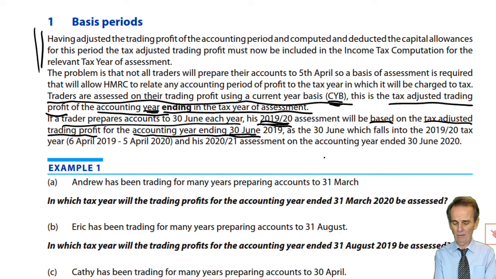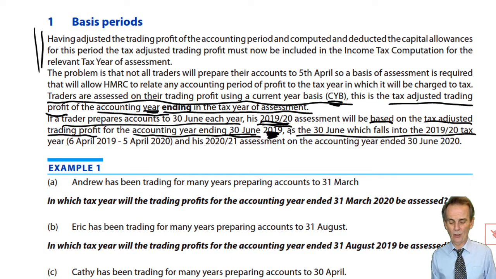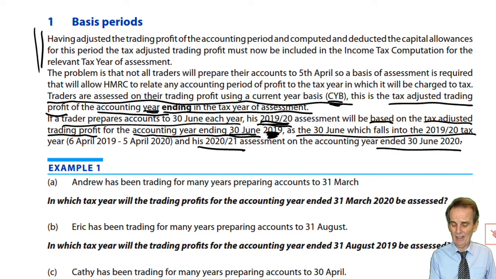Well, that should be very obvious. 30th of June falls in the 1920 tax year. That is the year ended 30th of June 19. The 30th of June 19 is the 30th of June falling in the 1920 tax year. And then it will go on. The 2021 assessment, what 30th of June falls in the 2021 tax year? And that is clearly the year ended 30th of June 20.